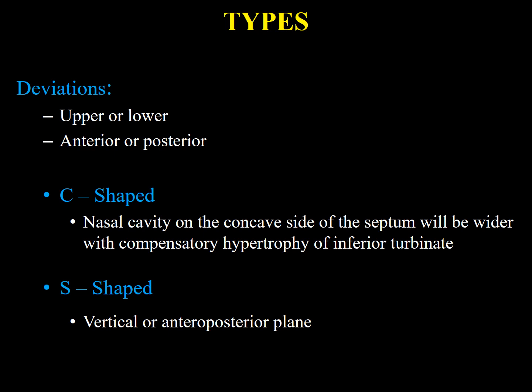Types. The deviations can be upper or lower, or anterior or posterior. So, there are basically 5 further subtypes. The C-shaped, in which the nasal cavity on the concave side of the septum, which is more roomy, will be wider, leading to compensatory hypertrophy of the inferior turbinate, as I already mentioned. Then S-shaped. S-shaped can be in the vertical axis or in the horizontal or antero-posterior plane.